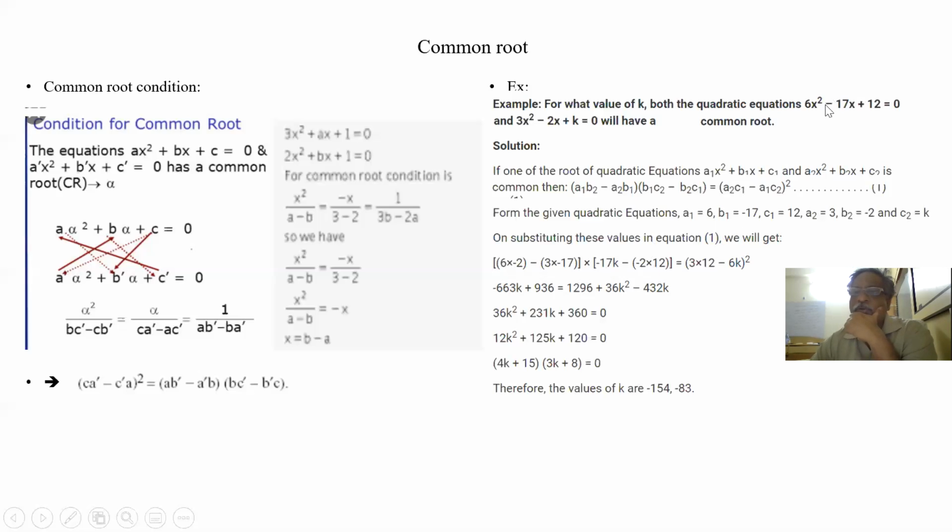So we have to put the values of this and simplify. What I am getting is a quadratic in k. So I am getting k as minus 154 and minus 83. Both are possible to have a common root. Okay. So this is how we have to find it out. So how to learn this formula for a common root by heart? It is slightly difficult. Let us do an easier method.